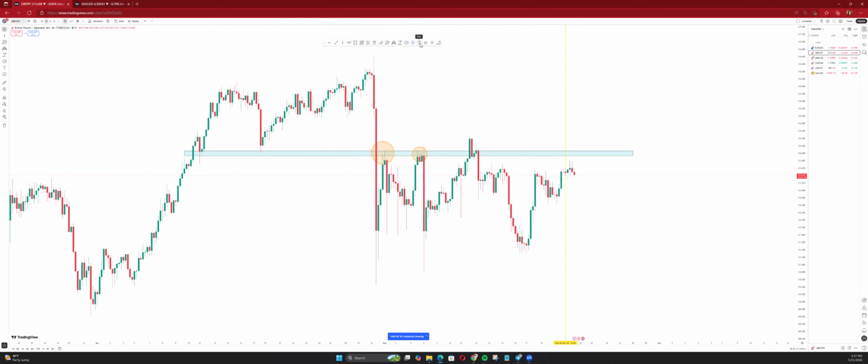So this one is text. I use it to write down something on the chart, if I want to write something.